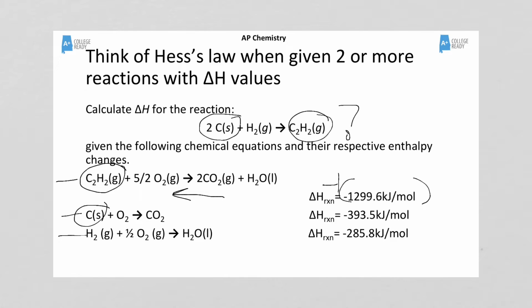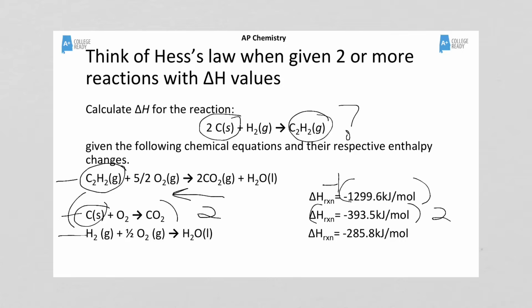solid carbon. The problem is I have a 1 coefficient and I really do need a 2. So that tells me I need to multiply this whole reaction by 2. And if I do that, I also have to make that same change to its delta H, because each mole of each reaction gives off that much energy. So I've doubled the reaction, I've doubled the energy it's going to give off.